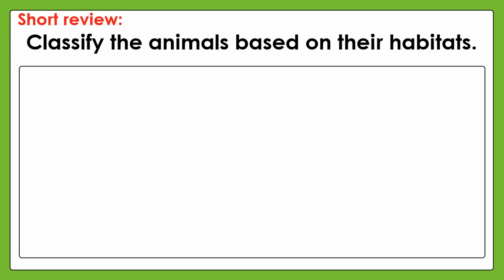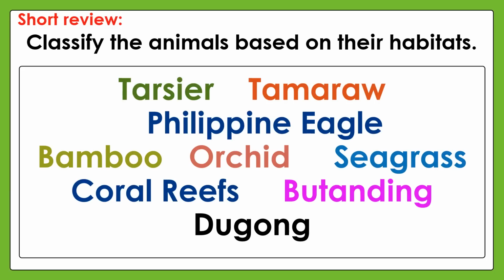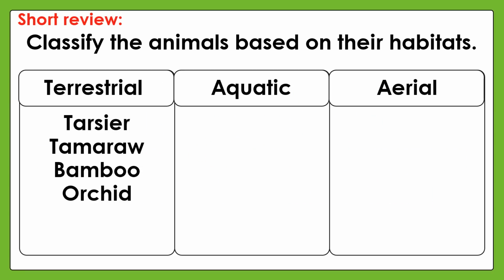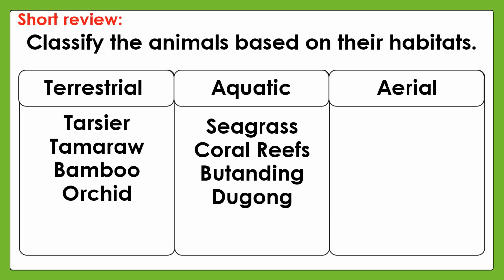Classify the animals based on their habitats. Tarsier, tamaraw, Philippine eagle, bamboo, orchid, seagrass, coral reefs, butanding, and dugong. Let's classify them. For terrestrial, we have tarsier, tamaraw, bamboo, and orchid. For aquatic, seagrass, coral reefs, butanding, and dugong. For aerial, Philippine eagle.